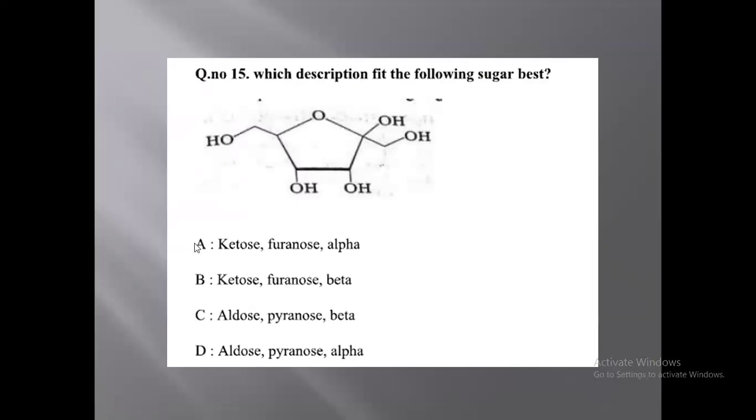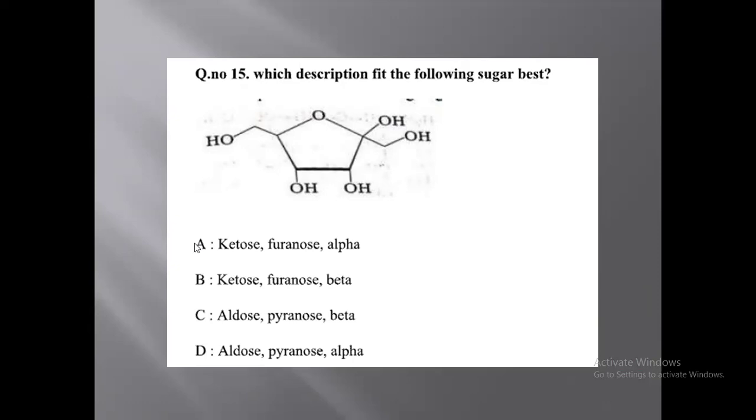Question number 15, which describes the following sugar. Just see the structure; from the structure we can get the idea. The first option, A, is ketose furanose alpha, B is ketose furanose beta, C is aldose pyranose beta, D is aldose pyranose alpha. Here, first you have to find out the structure.